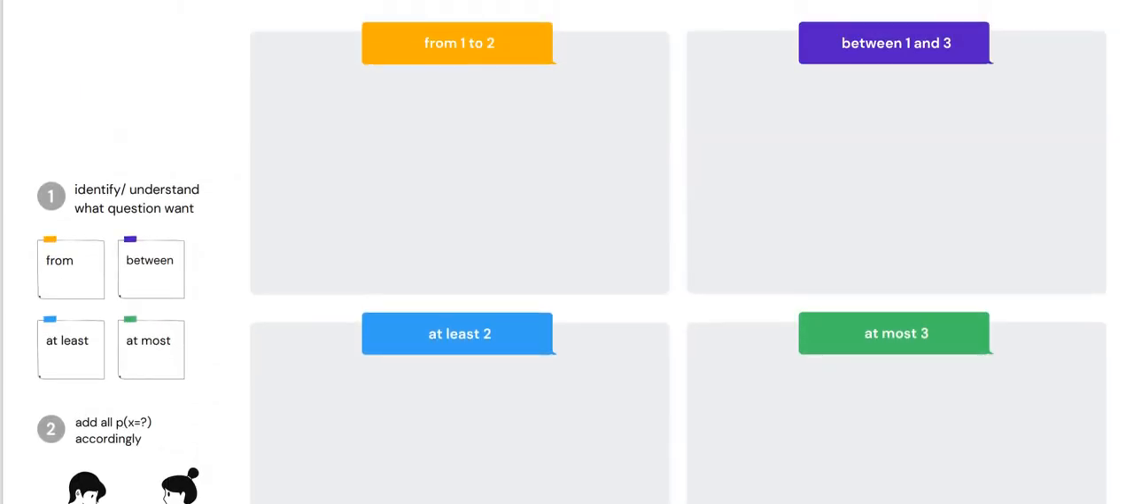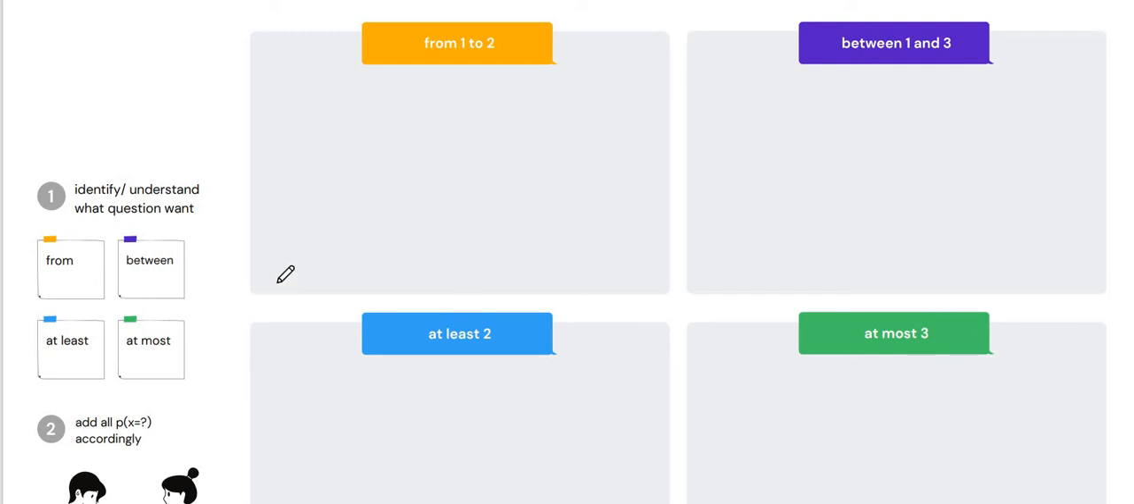Now on the slide, this is the solution. Class, you can see that I already highlighted here, I already drew the boxes here. The first one is A, from 1 to 2, then between 1 and 3, at least 2, and at most 3.